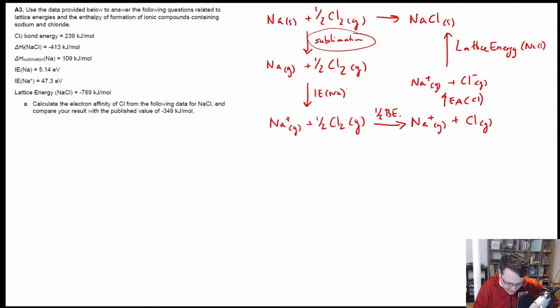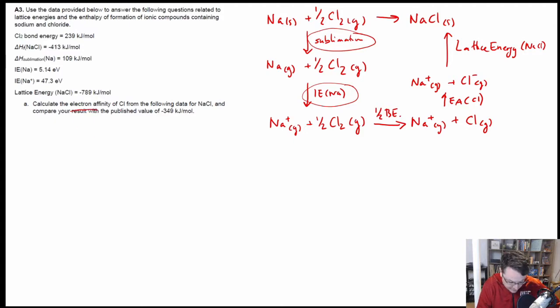We have the ionization energy for sodium. It's given in electron volts, so we're going to have to convert that to kilojoules per mole so that everything is in the same unit. We have the bond energy of chlorine. We have the electron affinity of chlorine, not in this table, right?